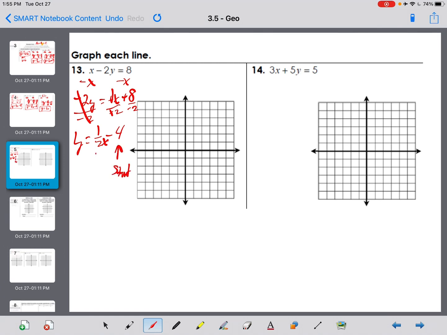All right, so my b, this is where I start. This is how I move. That's b, that's m. M for move. Start at negative 4. 1, 2, 3, 4. From 0, from the origin, down 4. And then we're going to move up 1 over 2. We can even do down 1, back 2. And it should make a nice straight line with arrows. Go ahead and give it a pause and try number 14. Come back and let's see how you did.